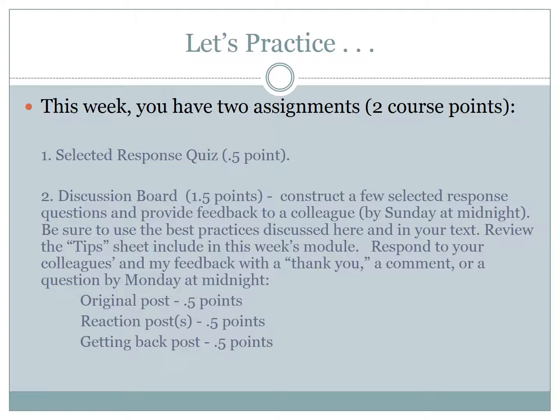The second assignment is your discussion point, and we're going to do this a little differently this week. It's worth a total of 1.5 points. There are 3 parts to it. First, you're going to construct a few selected response questions to a specific prompt that I've written in the discussion board. That's called your original post, and that's worth 0.5 point. And then you're going to provide feedback to at least 1 or perhaps more colleagues. You're going to do both of these by Sunday as usual at midnight. Your original post is worth 0.5 point, and your reaction post is worth 0.5 point.